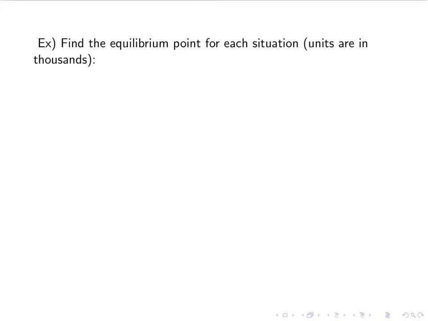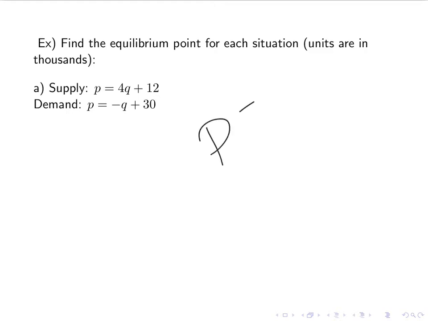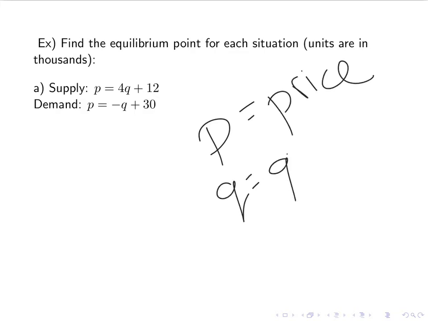So find the equilibrium point for each situation. The units are in thousands. Typically we're going to be given P and Q versus X and Y. P is the price and Q is the quantity. So instead of X and Y, it's just P and Q. If you look at the equation, P equals 4Q plus 12 and P equals negative Q plus 30. P, the price, is like the Y. Q, the quantity, is like the X, the number of units.